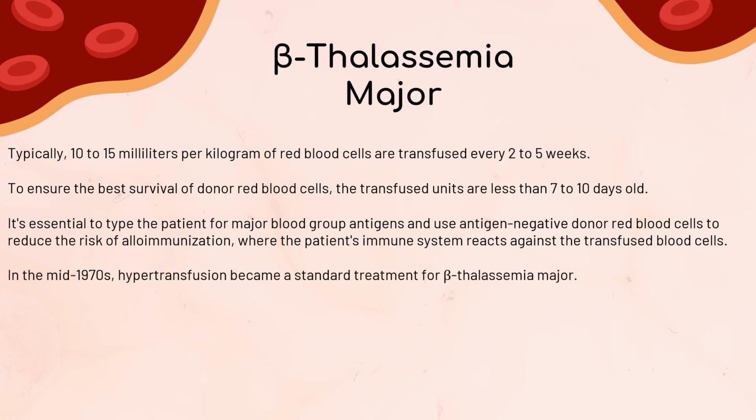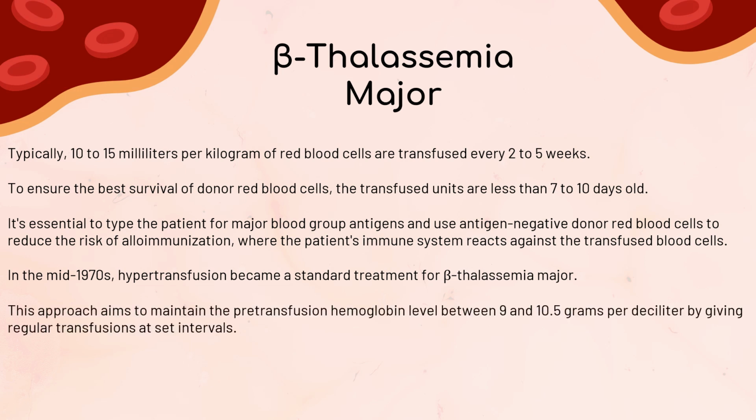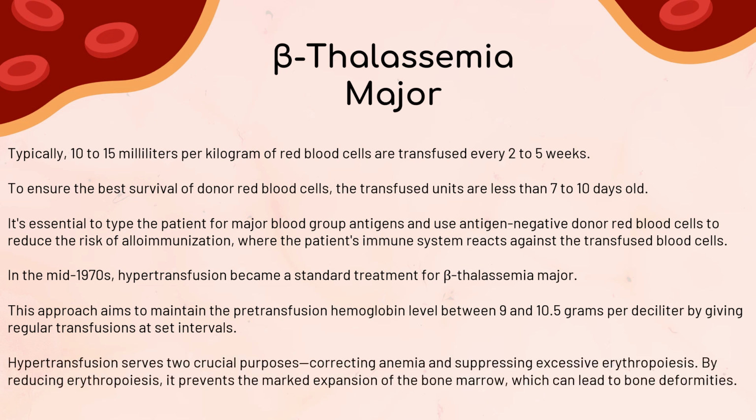In the mid-1970s, hypertransfusion became a standard treatment for beta-thalassemia major. This approach aims to maintain the pre-transfusion hemoglobin level between 9 and 10.5 grams per deciliter by giving regular transfusions at set intervals. Hypertransfusion serves two crucial purposes: correcting anemia and suppressing excessive erythropoiesis. By reducing erythropoiesis, it prevents the marked expansion of the bone marrow, which can lead to bone deformities.